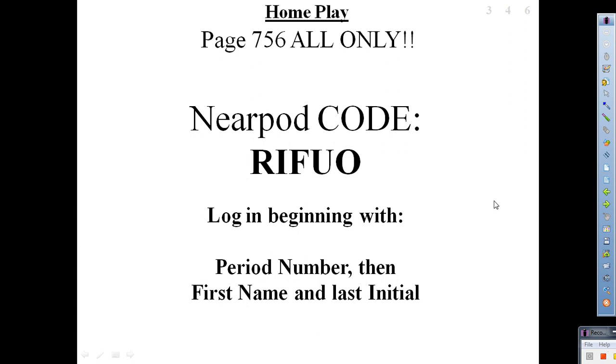Our homework for tonight is page 756, all only. Page 756, all only. And your Nearpod code is RISUO, and that's to submit your homework, your notes. And remember, every slide that has the toolbar at the bottom on Nearpod, make sure you lock your toolbar, take pictures of your work, and submit.